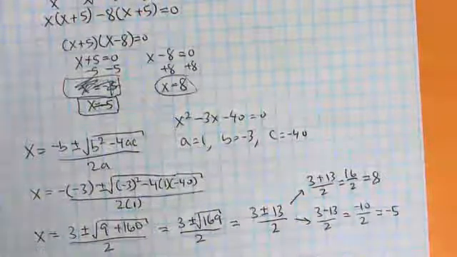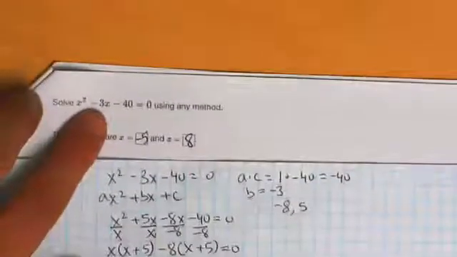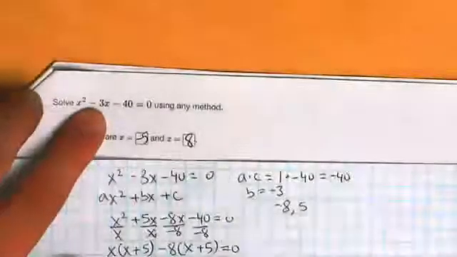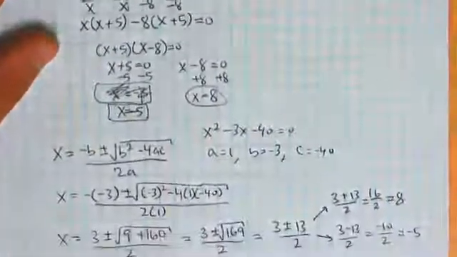I am not going to show you how to complete the square on this problem because our b value is not even. If our b value was even, it wouldn't be that difficult, but because it's a -3, it would be annoying. You would still eventually get solutions of 8 and -5 though.